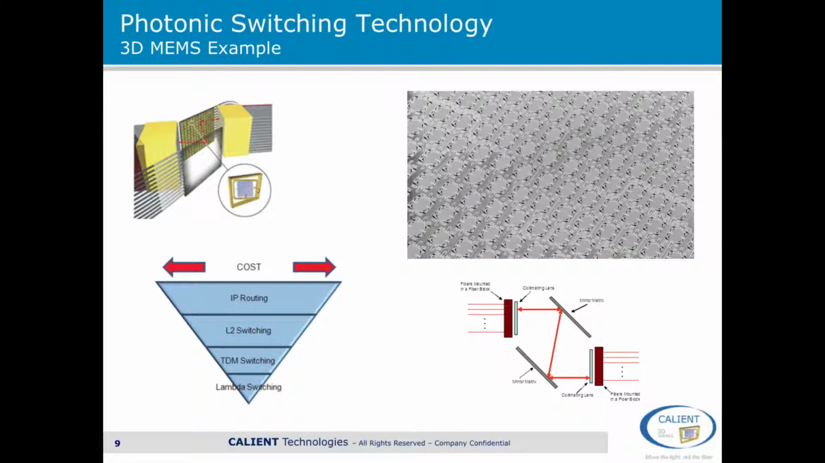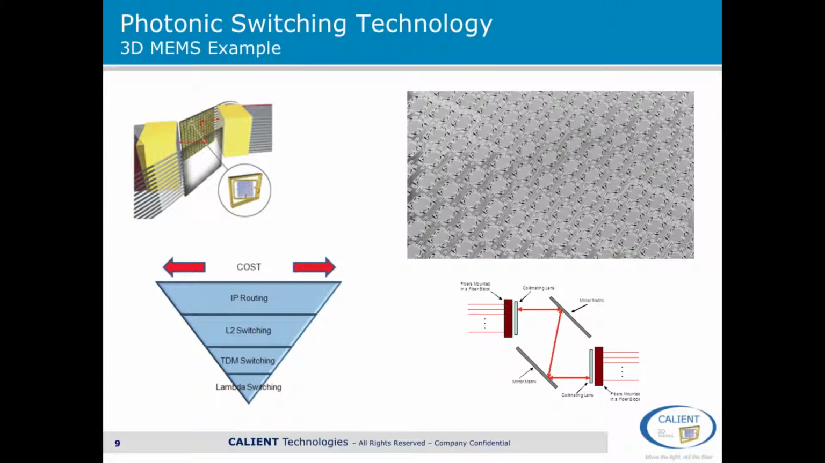Before going further, I wanted to do a short level set on photonic switching or optical circuit switching, as it's sometimes known. So basically what it is and what it isn't. The first point is that it's entirely optical, so there's no OEO conversions here. Most photonic switching solutions use some form of 2D or 3D optical MEMS technology. In Calient's case, we use a 3D MEMS technology, which we fabricate in-house in Santa Barbara.